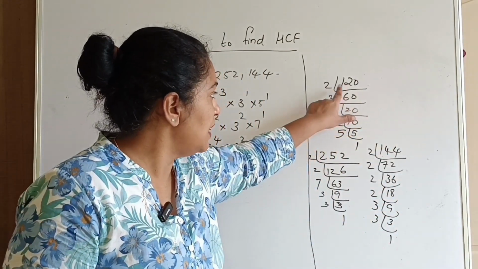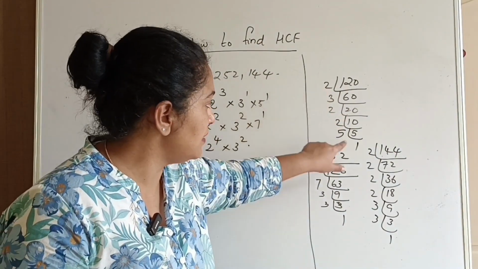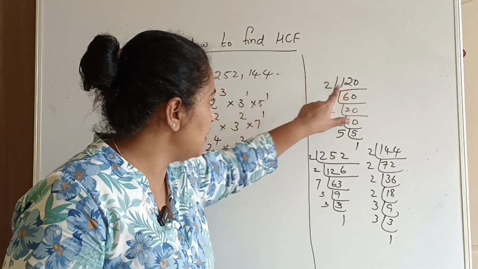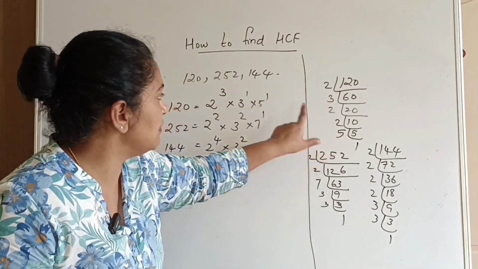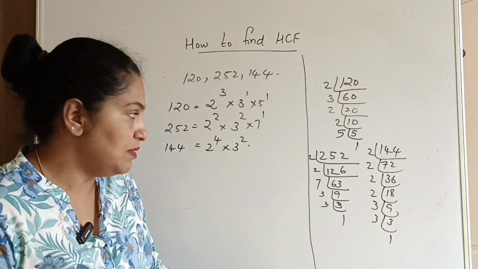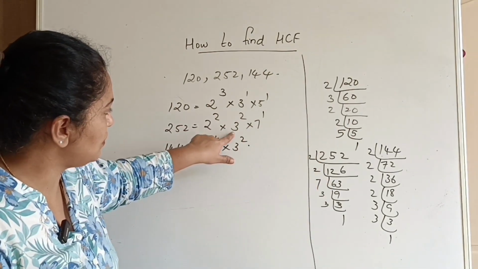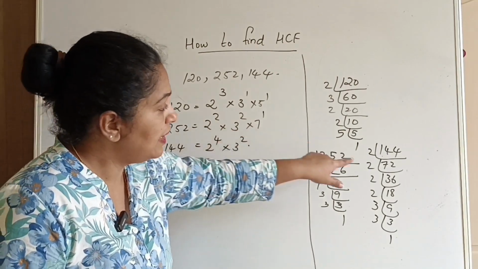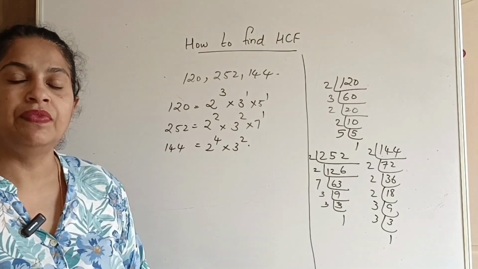So 120, I am successively dividing using prime factors till I reach 1. So I will get 120 as 2 raised to 3 into 3 raised to 1 into 5 raised to 1. Similarly, 252 is obtained as 2 raised to 2 into 3 raised to 2 into 7. And 144 is 2 raised to 4 into 3 raised to 2.